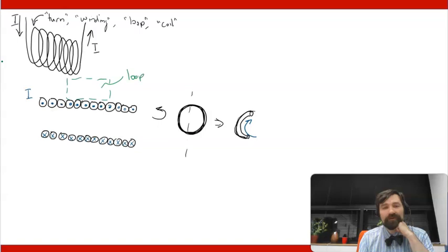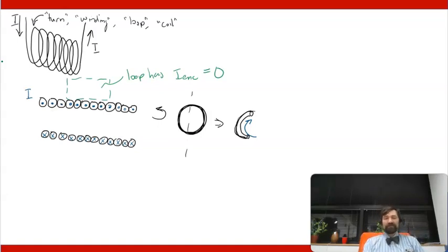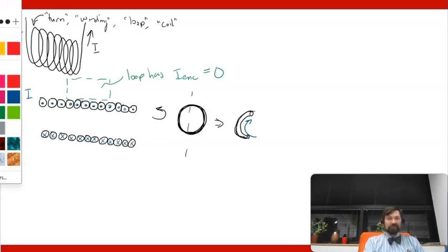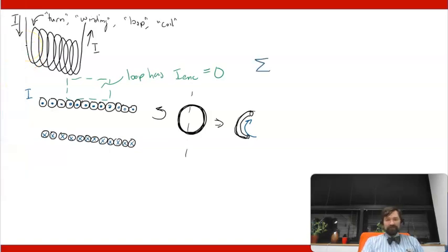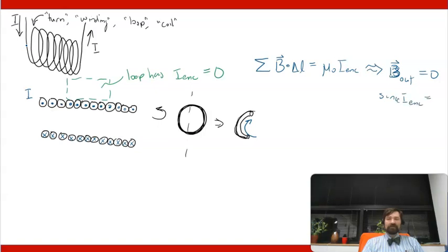This loop has I enclosed equals 0. Recall that Ampere's law says that if I sum around a closed loop, B dot delta L is equal to mu naught times I enclosed. The fact that I enclosed is 0 here for any arbitrary loop that does not go through the solenoid, any arbitrary loop out here or down here, implies that the magnetic field outside, B outside, is 0, since I enclosed is 0.